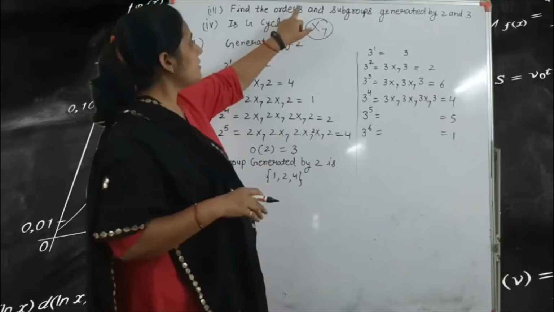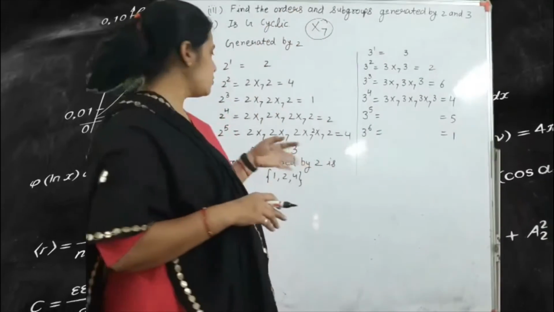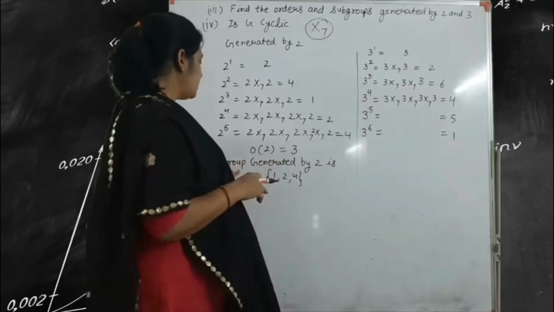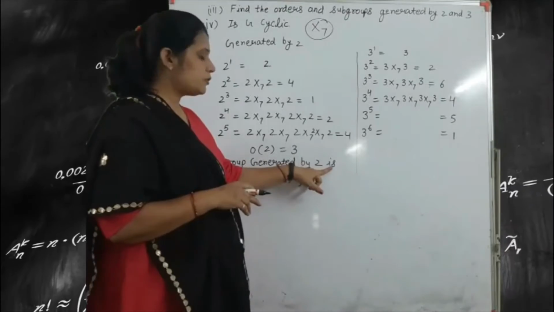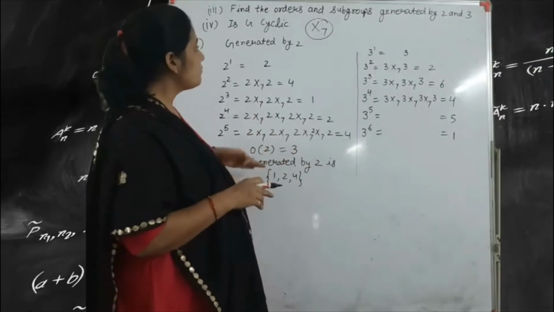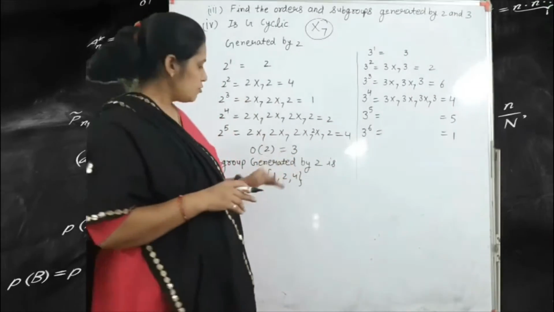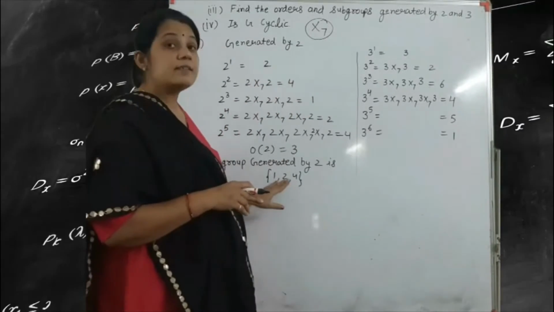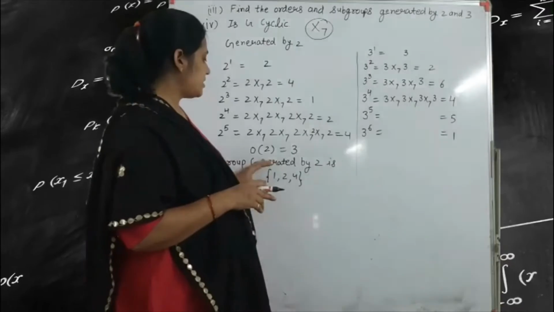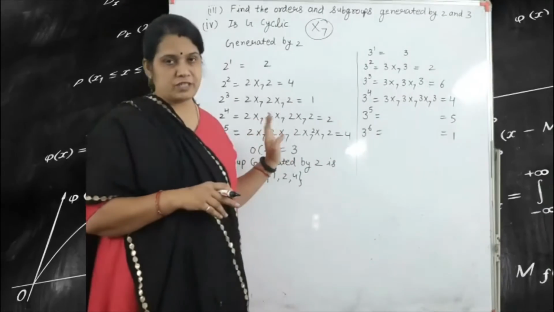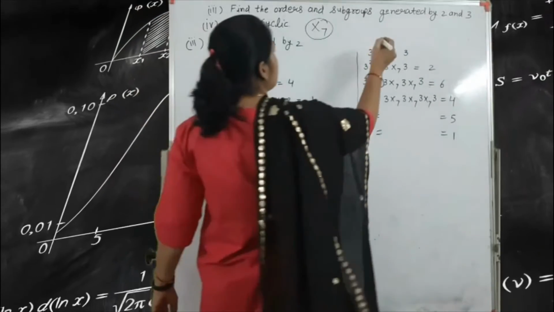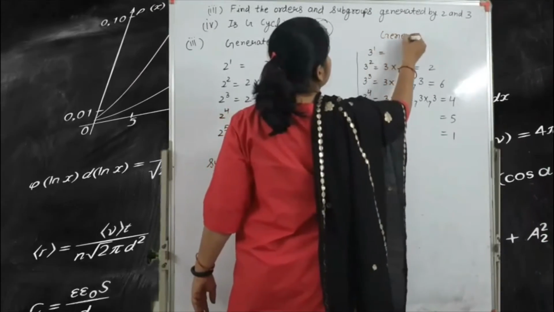So here we find the orders and the subgroups. The order of 2 is equal to 3. But what is the subgroup? The subgroup generated by 2: if we find the subgroup, you write the different remainders 1, 2 and 4. This is the subgroup generated by 2. The subgroup generated by 2 is {1, 2, 4}.